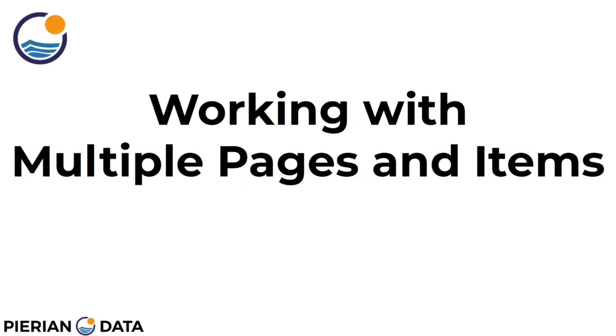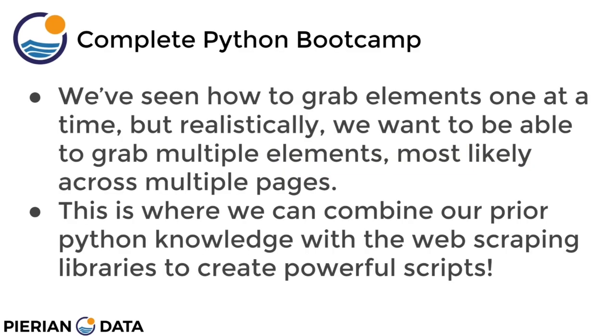Welcome back, everyone, to this example project where we're going to be working with multiple pages and items. Keep in mind, we're still working with the same lecture notebook guide to web scraping as we did in the previous lectures. Basically, we've already seen how to grab elements just one at a time, such as a couple of images off a single Wikipedia article. But realistically, we want to be able to grab multiple elements and most likely across multiple pages of a website. And this is where we can combine our prior Python knowledge with the web scraping libraries to create really powerful scripts that are heavily customized to whatever task we're trying to achieve.